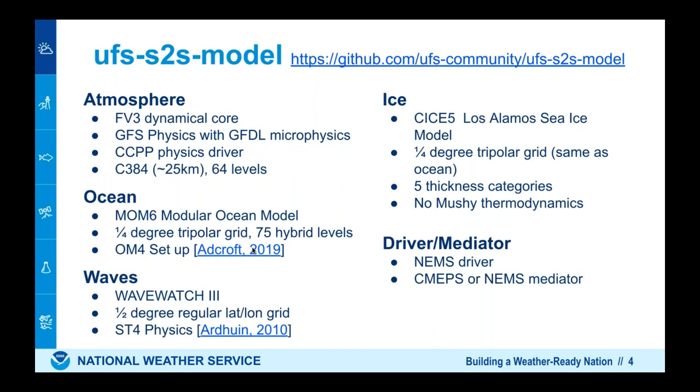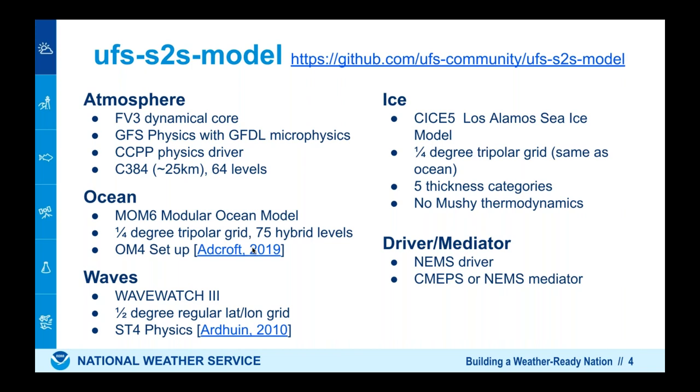So the model that we'll be talking about today is the UFS S2S model, which can be found on GitHub. So right now it's a four-way coupled model. Our atmospheric model has the FV3 dynamical core. We're using the GFS physics with the GFDL microphysics, and now we're using the CCPP physics driver, the FV3 GFS version 15P2 coupled suite definition. It's the C384 resolution with 64 layers.